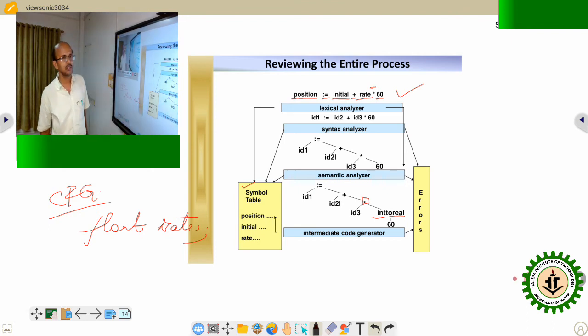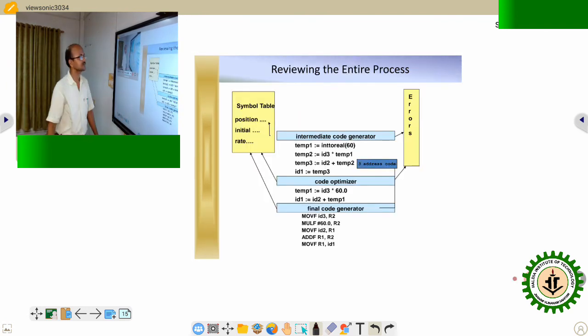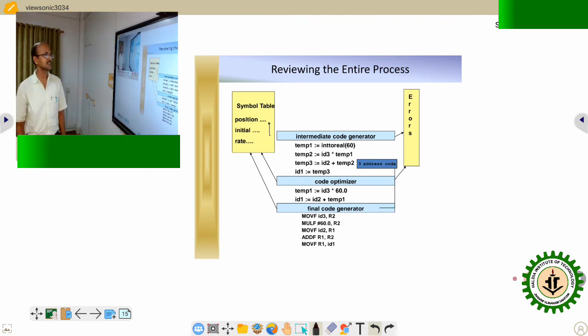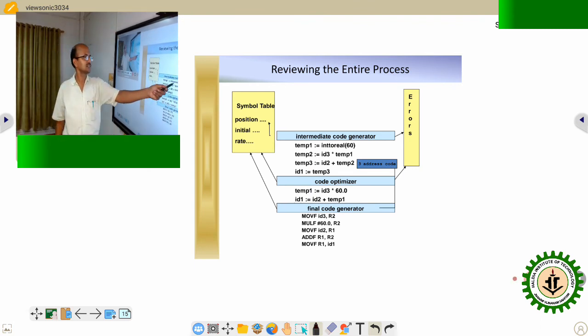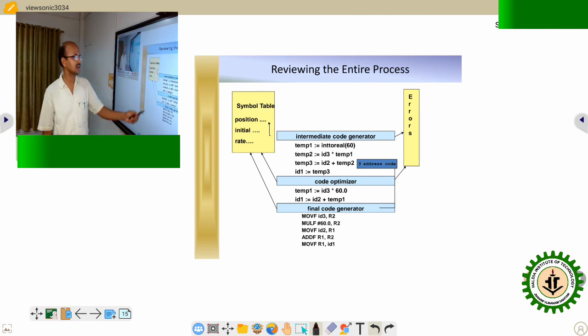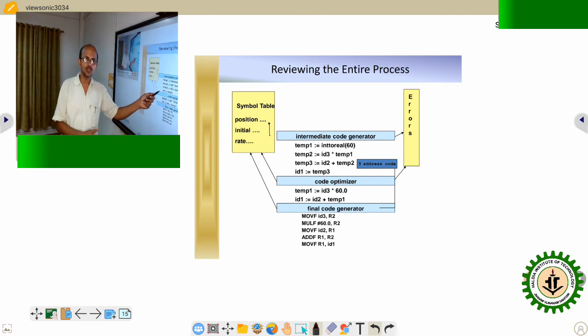Now the intermediate code generation. First of all, the 60 will be converted into the real value. Let temporary 1 be a temporary variable. Now this temp 1 will be multiplied with identifier 3 and stored into the temporary variable temporary 2, and temporary 2 will be added with identifier 2 and the result stored into another variable, temporary 3, and ultimately temporary 3 will be stored into identifier 1. This is the intermediate code.